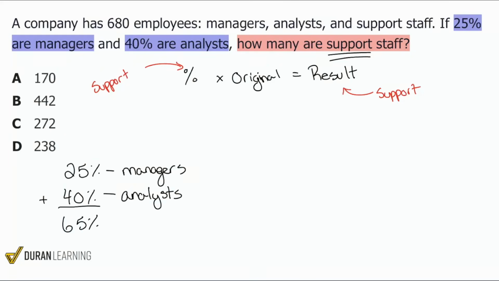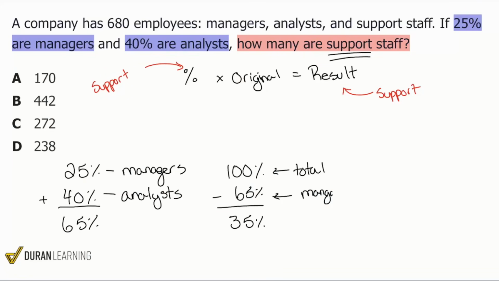So if we want to get the actual support, it's going to be the total minus that 65%. And that's going to leave us with 35%. Because when we take away the managers and the analysts, once we take both of them out, we are left with support. Before I continue, everybody, does that make sense to you in terms of how I got the actual proper percentage before I get to calculating?